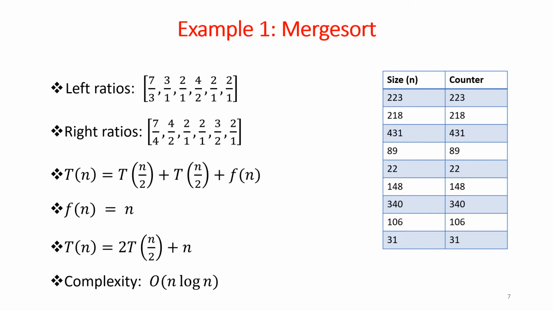The table on the right shows the traces collected by running merge sort 10 times on 10 different inputs. Using regression, we can learn that size and counter have a linear relationship, which makes f(n) equal to n. Now the recurrence relation of merge sort is finally computed, and at this step we can use the popular master theorem to solve this recurrence relation and obtain a closed form complexity of n log n.